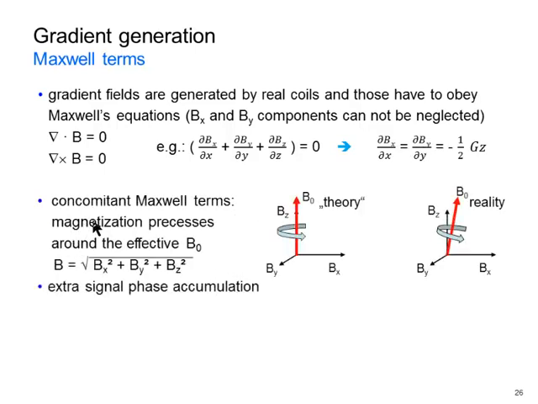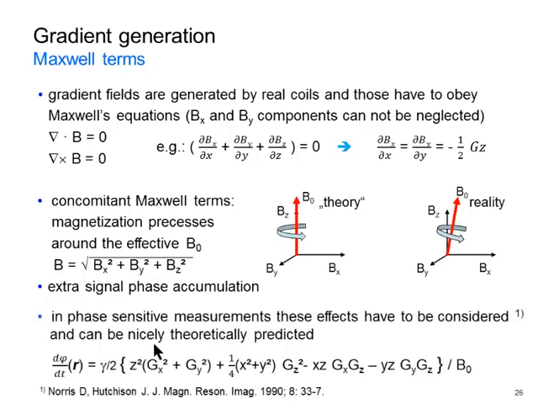What does it mean? These concomitant Maxwell terms are modulating or influencing the effective B naught. And the magnetization is always precessing around the effective B naught. And if we have these additional terms, you might imagine that this effective field is a little bit tilted, and that transverse magnetization acquires additional phase. And this is especially important in any phase-sensitive measurement and has to be considered.